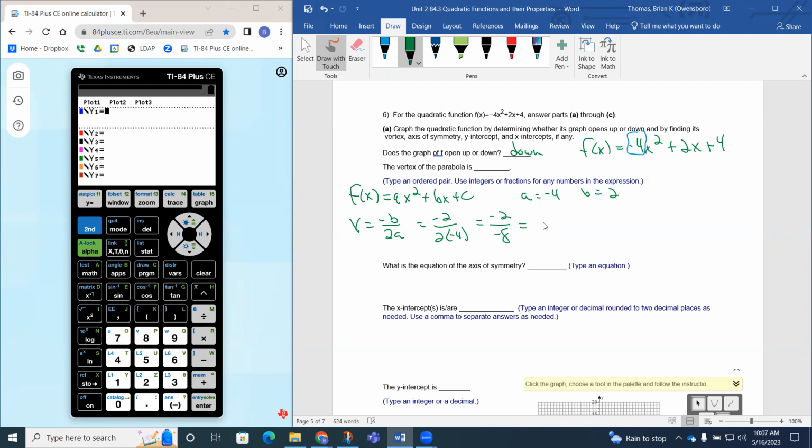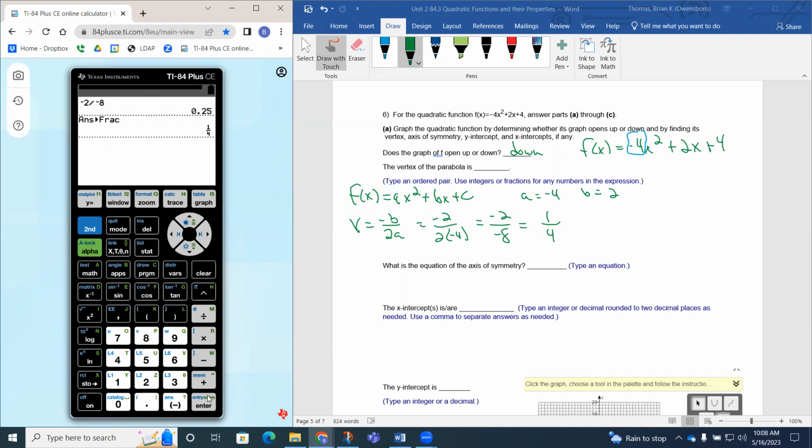We know a negative divided by a negative is a positive, and 2 does go into 2 one time, and 2 does go into 8 four times. So that should reduce down to 1/4. If I type -2 divided by -8 into the calculator, it also gives me 0.25, which is the same thing as 1/4. Or again, if I hit the math button, change it to a fraction, 1/4. So that's going to be the x-coordinate of the vertex.